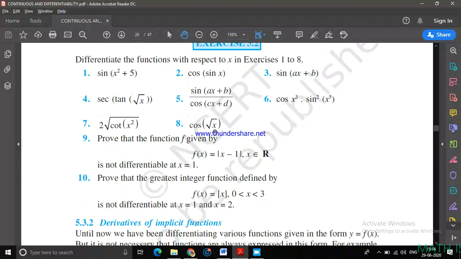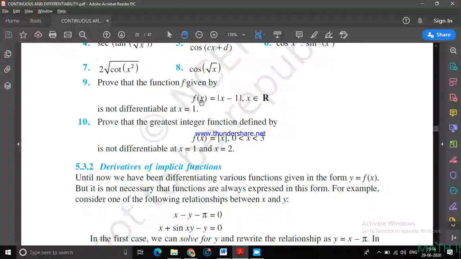Okay. Now what you can do is: prove that the function f given by f of x equals mod x minus 1, where x belongs to R, is not differentiable at x equals 1. If you remember our last class, we discussed every modulus function is a continuous function, but here it is not differentiable. So modulus functions are examples which are continuous but not differentiable. When I discussed the theorem, I said the converse is not true, because these are the examples.